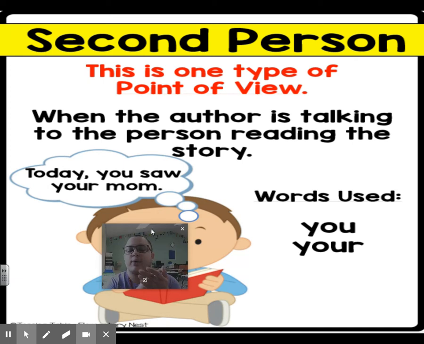Next, we have second person point of view, and this is where the writer of the book, the narrator or the author, is going to be talking to you, the person who's reading the book. And they're going to use words like you and your. So today you saw your mom. You and your are two indicators that it's going to be second person point of view.